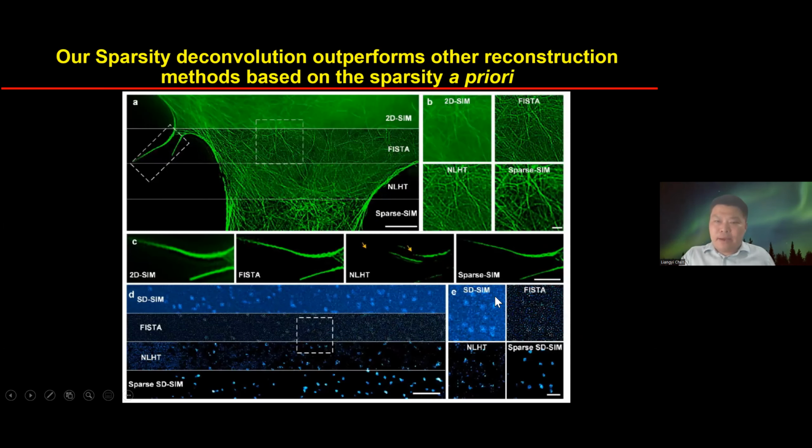And also we compared our method with other types of compressive sensing, like the optimization procedure called FISTA or NLHT. You will see their quality relies much more on the sparsity and the deconvolution. Your image becomes sharper, but with a lot of artifacts.